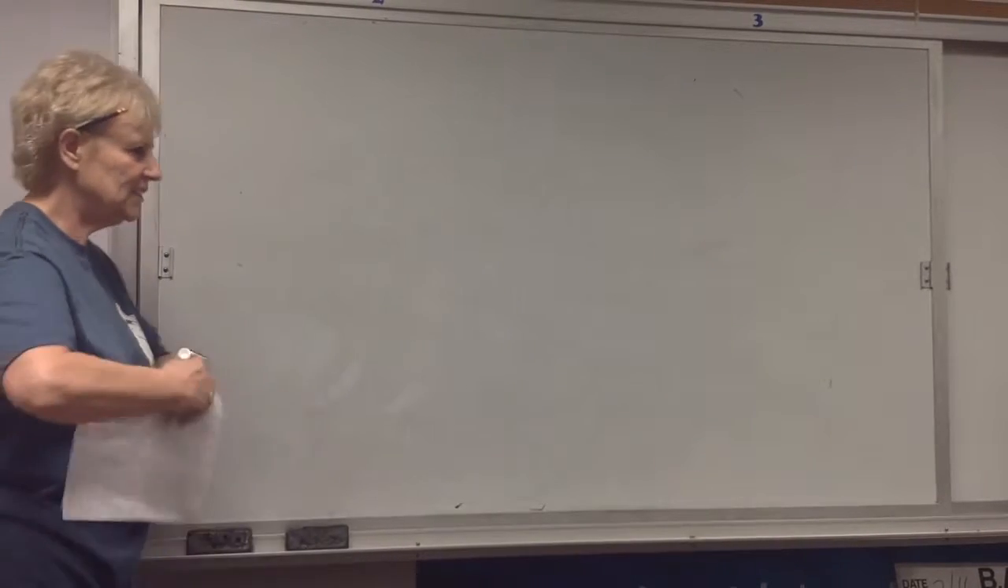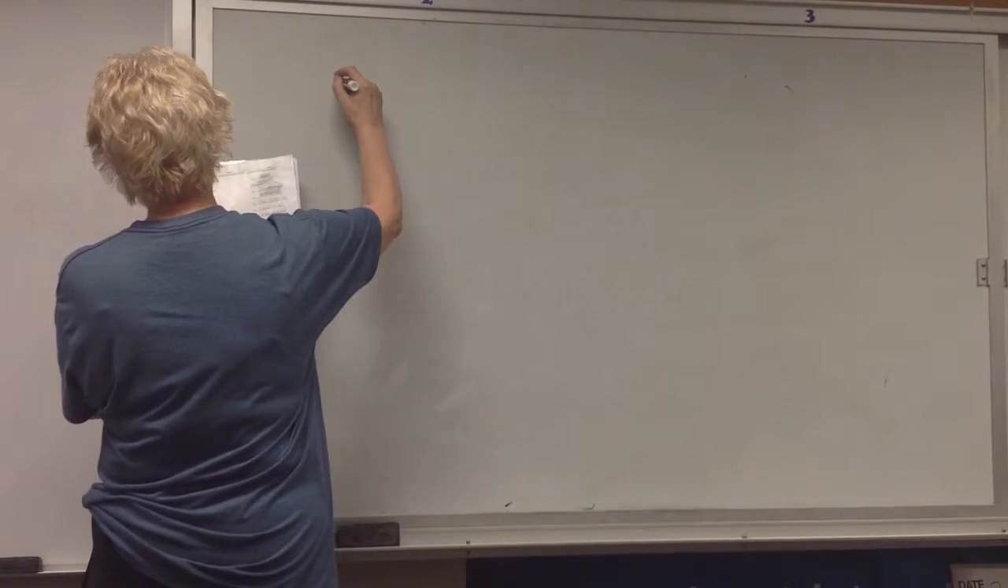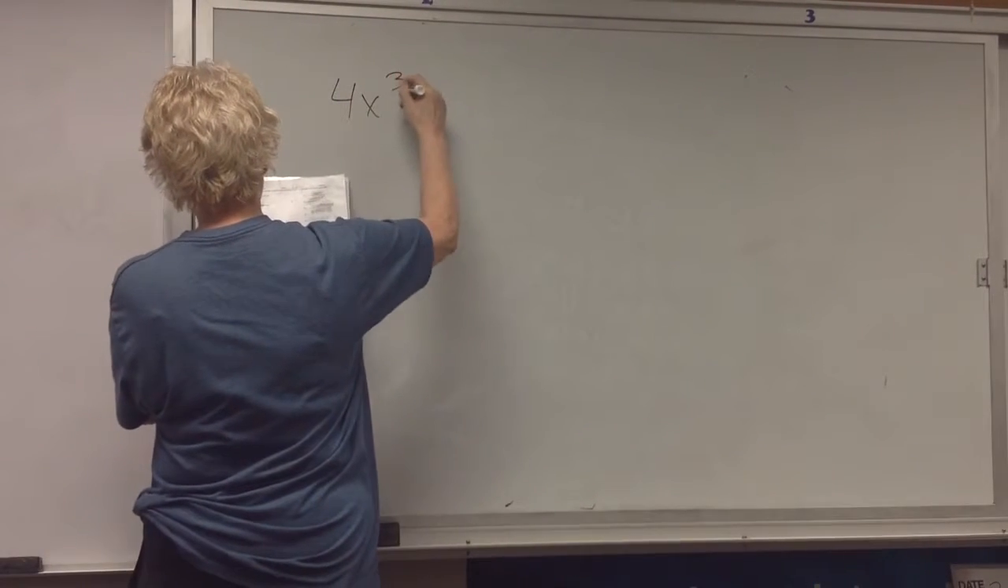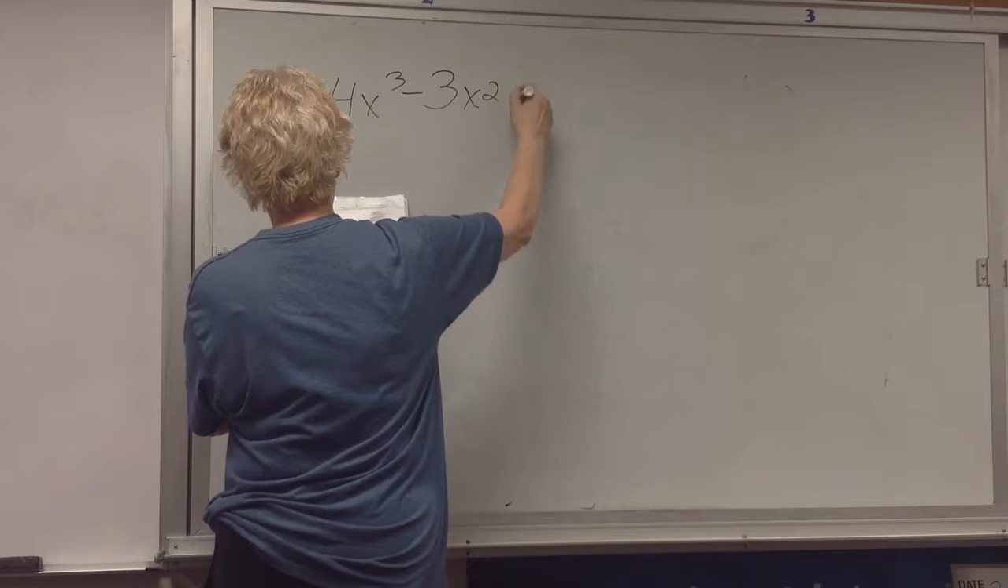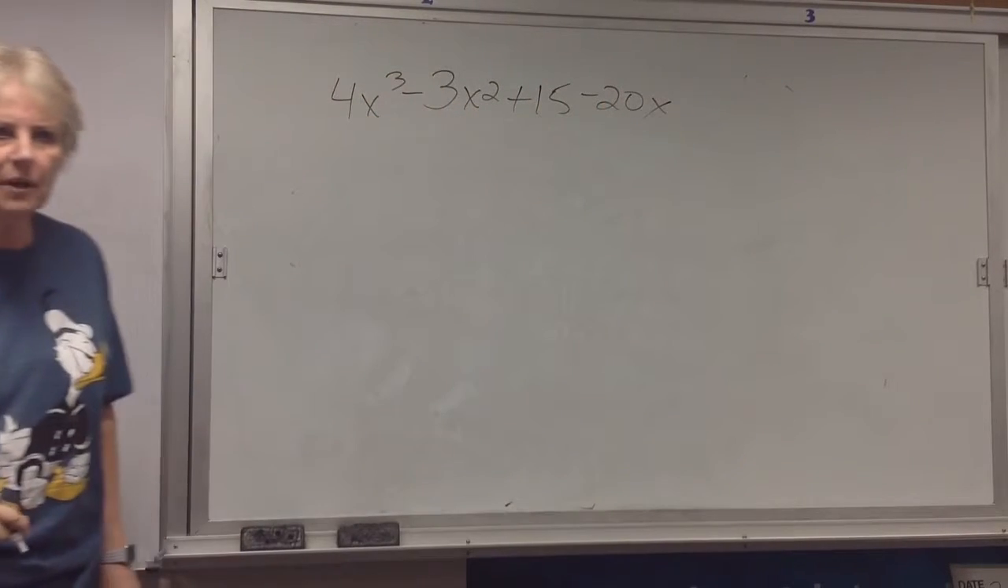All right, quiz. I'm giving a retake. All right, number 5: 4x cubed minus 3x squared plus 15 minus 20x. Rule number 1, put them in order.